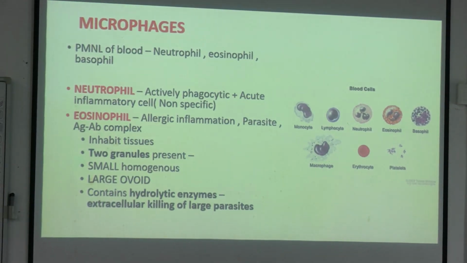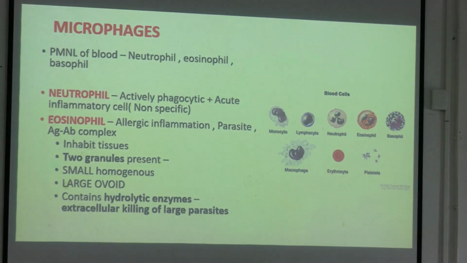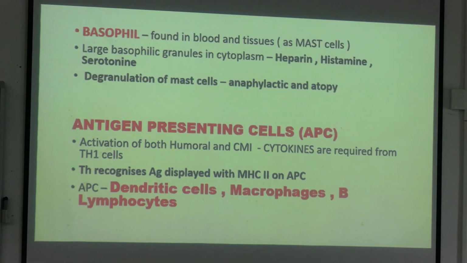Neutrophil কি করছে? They are actively phagocytic. Eosinophil কি করছে? They are producing the allergic inflammation. They are mounting a response for the parasite, and they are also mounting a response for the antigen antibody complex. Okay. Basophil is found in the blood and the tissues mostly as the mast cell. Basophil will be producing heparin, histamine, and serotonin. So in all these allergic responses, you can see the activity of basophil.